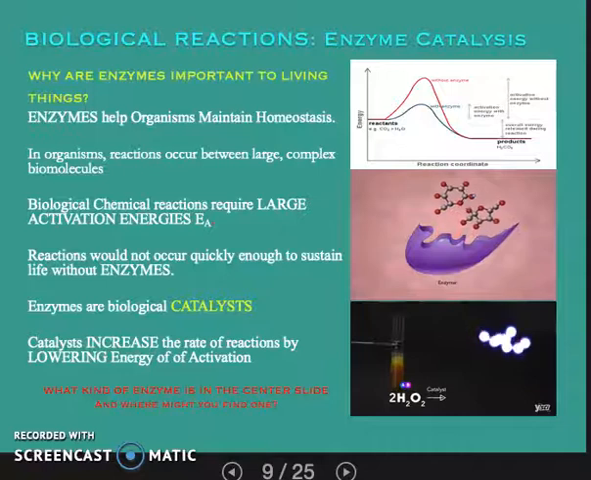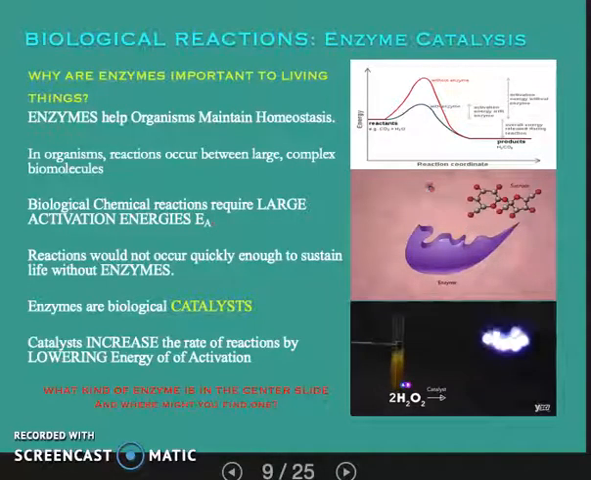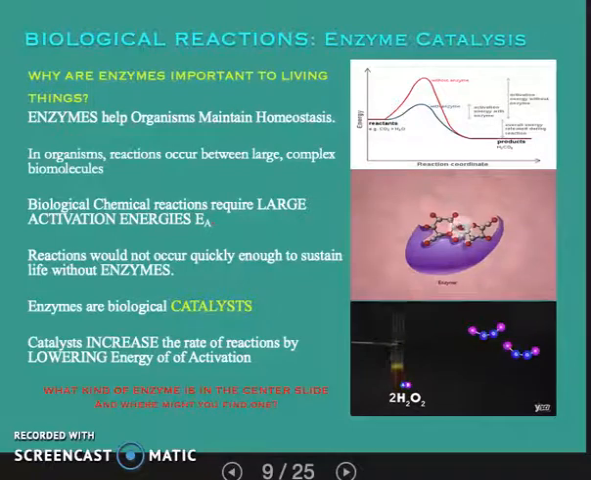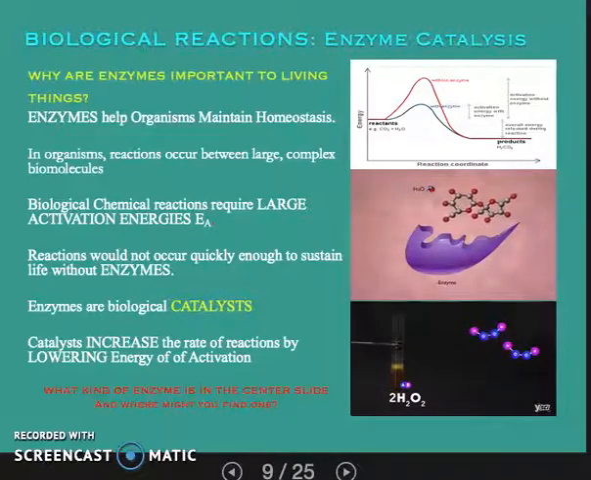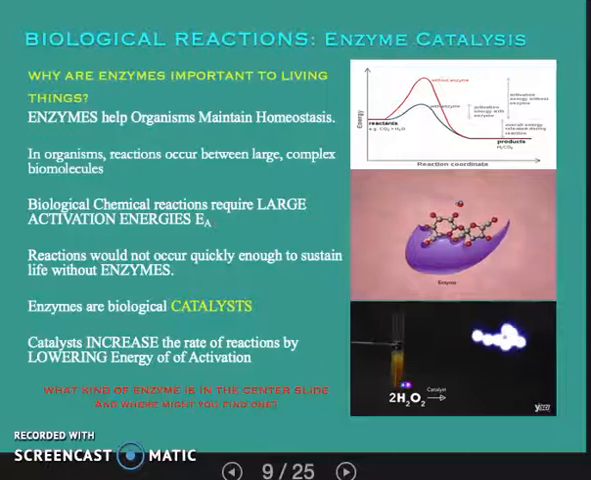And enzymes are biological catalysts. Catalysts are substances that can speed up chemical reactions by lowering the energy of activation. So there's the test question, right? Enzymes increase the rate of reactions by A, increasing the energy of activation, or B, decreasing the energy of activation.